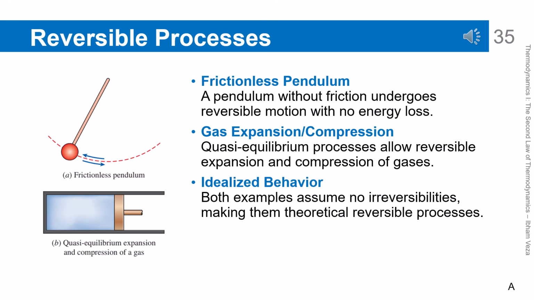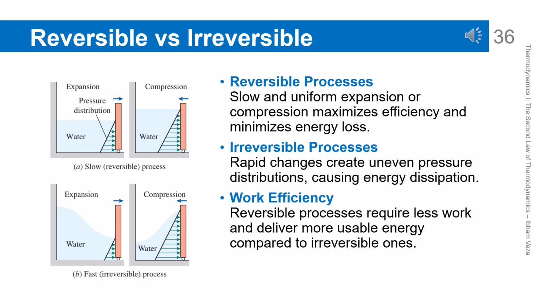Reversible processes. A reversible process is an ideal process that can be reversed without leaving any change in the system and surroundings. Examples include a frictionless pendulum and quasi-equilibrium gas expansion. In reality, such processes never truly exist. However, this concept is very important as an ideal reference. All real machines always deviate from reversible conditions. Reversible versus irreversible.